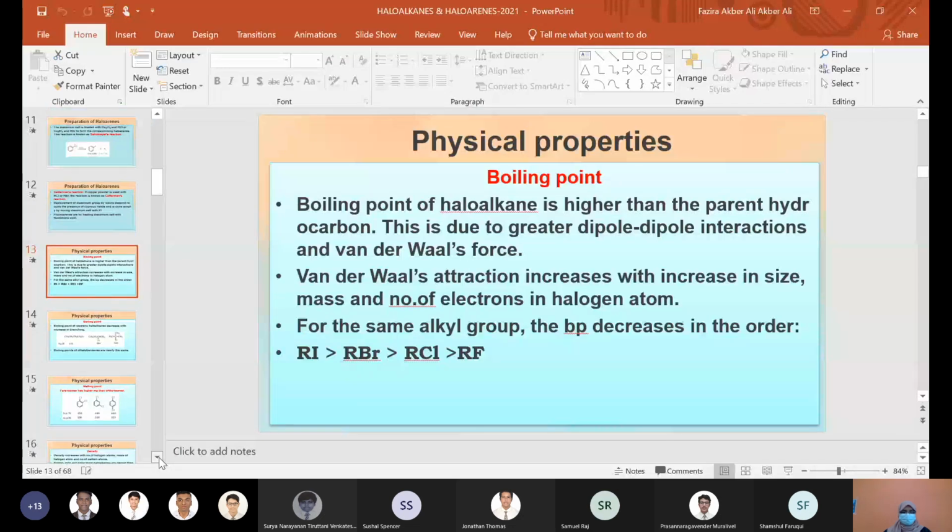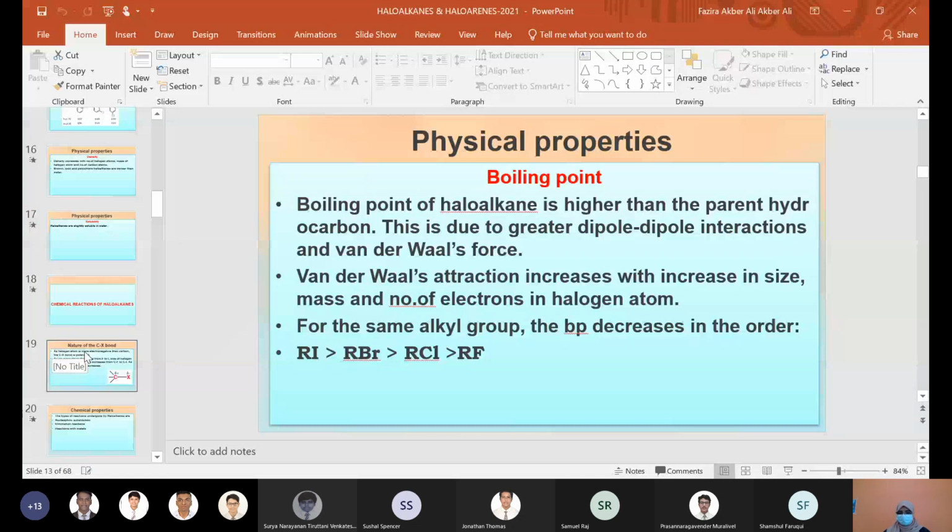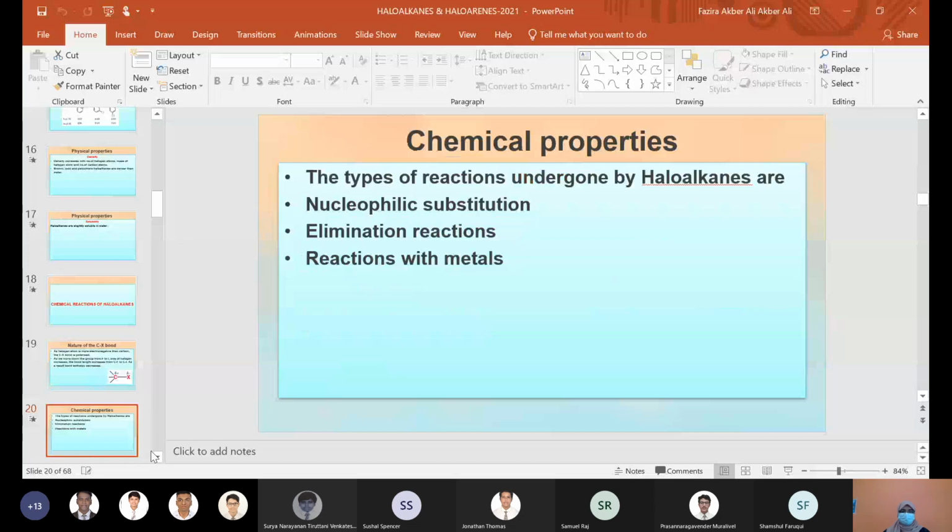Then physical properties. Physical properties are also important. One more question they usually ask. And what is more important is the chemical properties. Maybe we have to do it in the summer class or after the PT1 exam. Let's see.